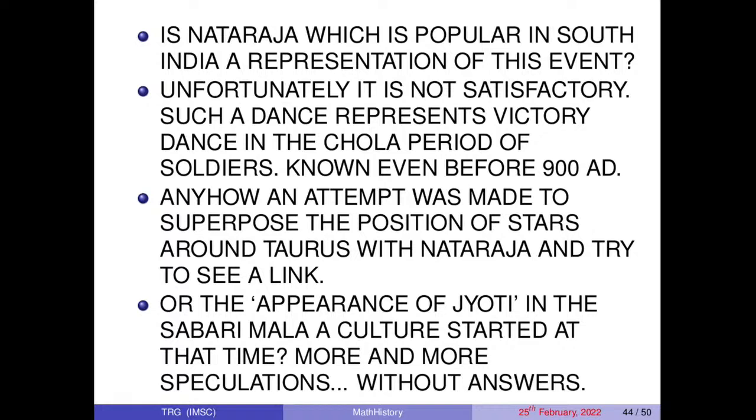Anyhow, an attempt was made to superpose the position of the stars around Taurus with Nataraja and try to see a link. I will show that picture, which is not convincing. So it was a speculation by her, and nobody is convinced. Also you can say there is this appearance of Jyoti in the Sabarimala, a culture that started around that time. This appearance is also somewhat matching the event appearing. But I don't have an answer for all this.